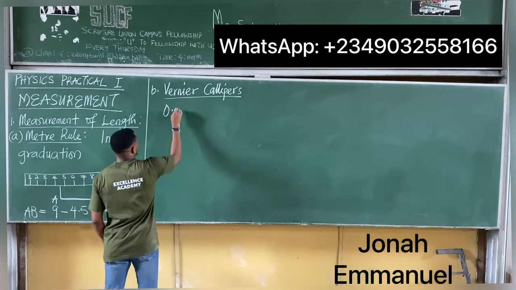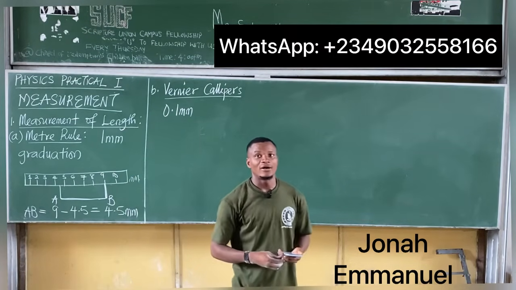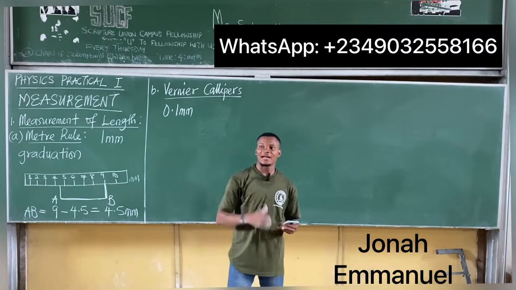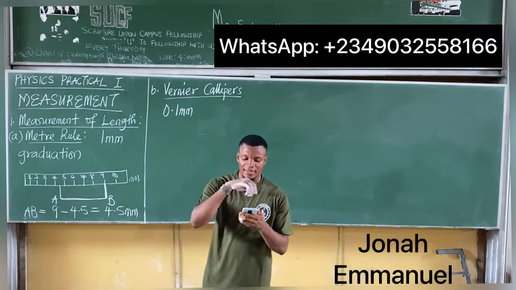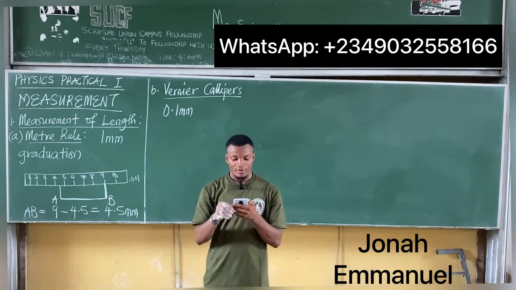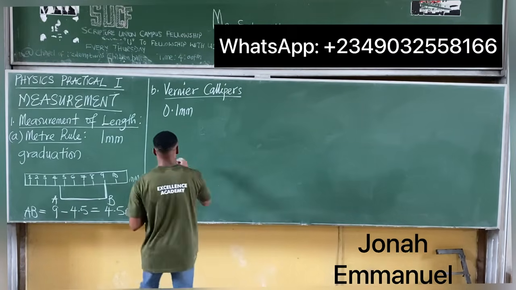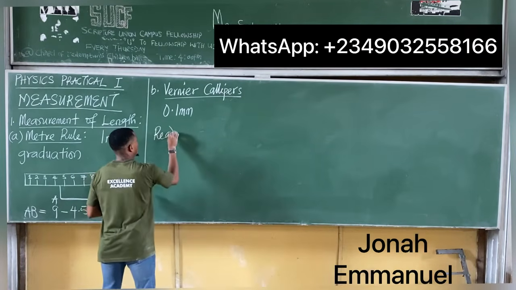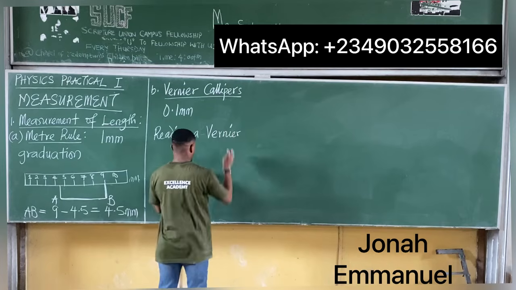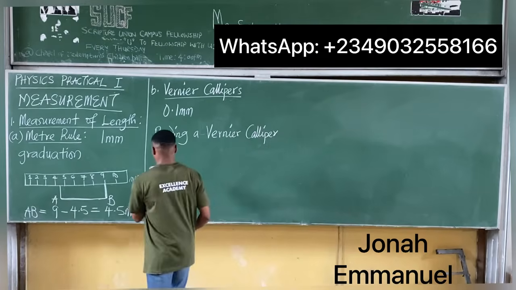Their reading accuracy is about 0.1 millimeters. For meter rule, 1 millimeter. For vernier caliper, 0.1 millimeter. Full stop. It has a main scale and a vernier scale.